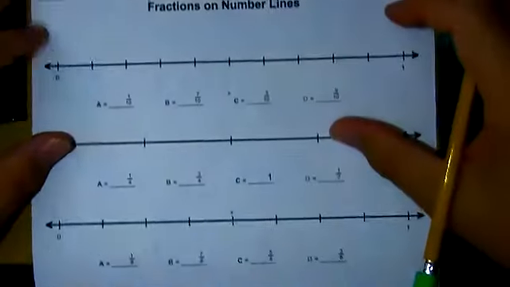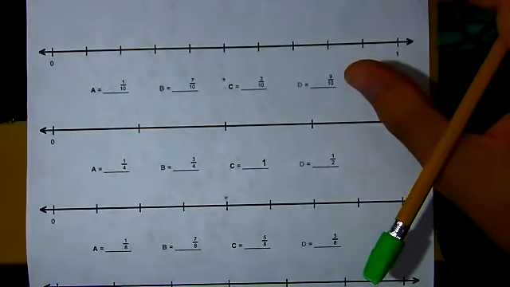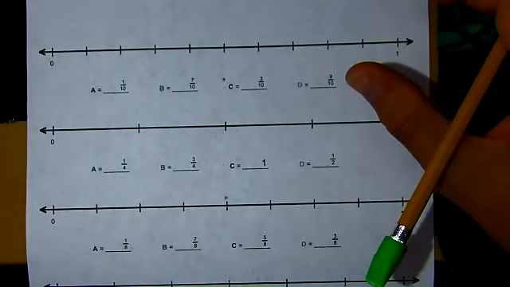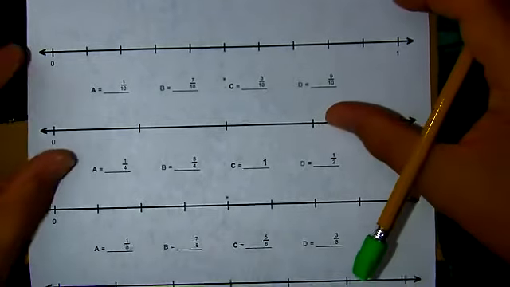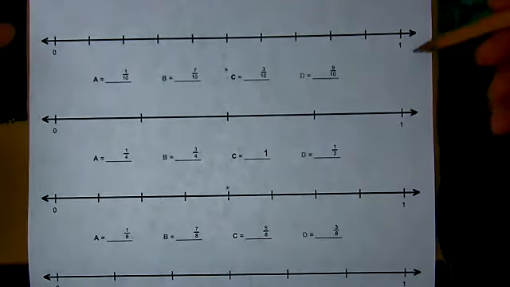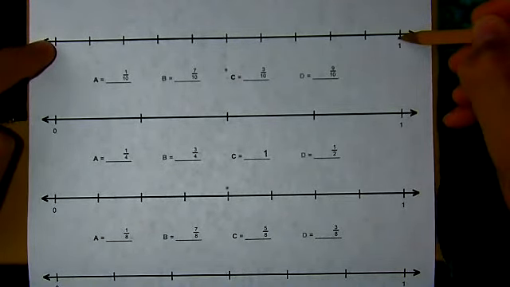So first we're going to start just plotting numbers on a number line. And I thought it would be good to start with fractions because that is a different problem that you'll see on the TABE test or the GED, and that's plotting fractions on a number line. So these start with 0 and end with 1.